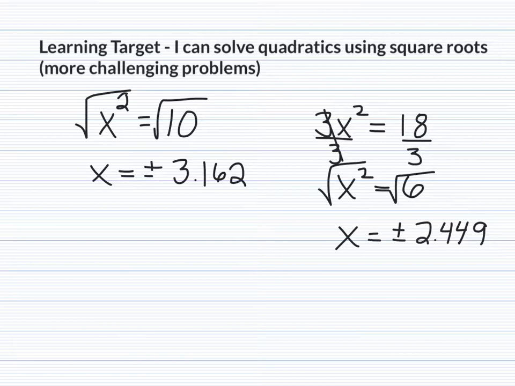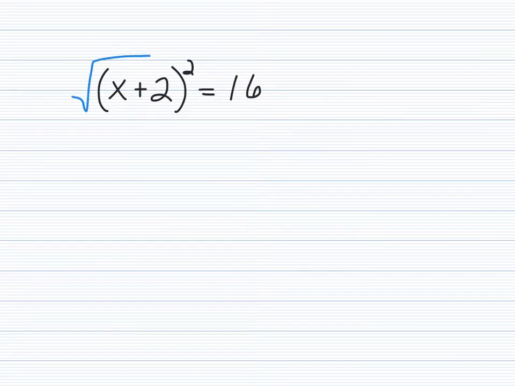Now, we are going to see some problems that have a bit more involved. So if we have (x plus 2) squared equals 16. Okay, well this time that squared is on the outside of parentheses. So there's no other operation to do before getting rid of the parentheses. So this time we are going to take the square root first.